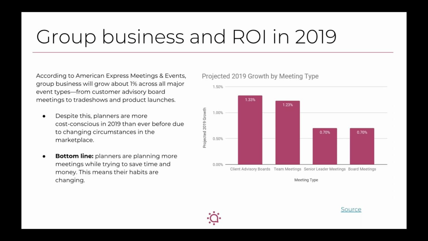So the bottom line here, the takeaway, is that although there are more events, which is good, planners are paying a little bit more attention to the bottom line, trying to save time, trying to save money. And as a result, we've seen some changes in planner behavior over the last year.